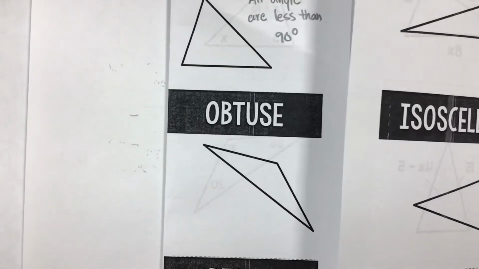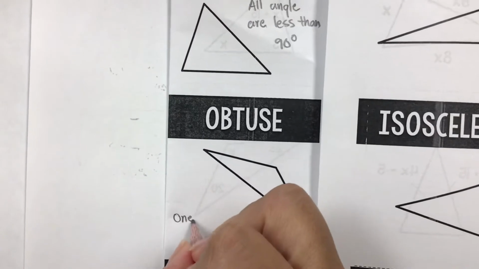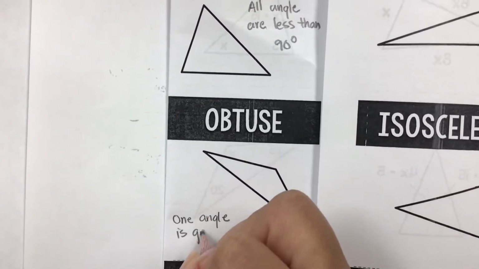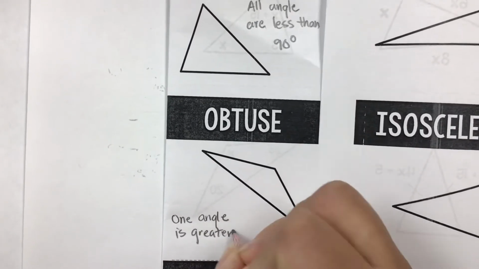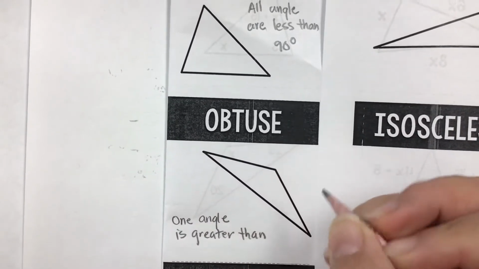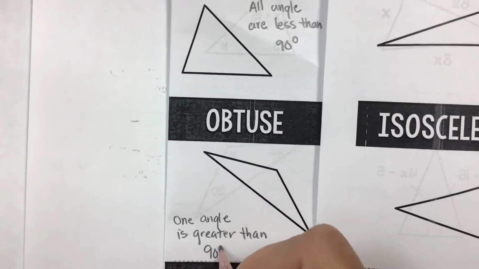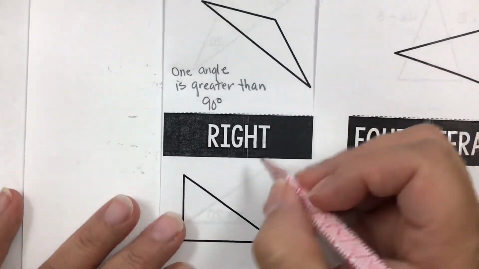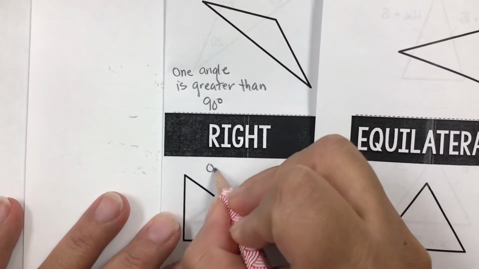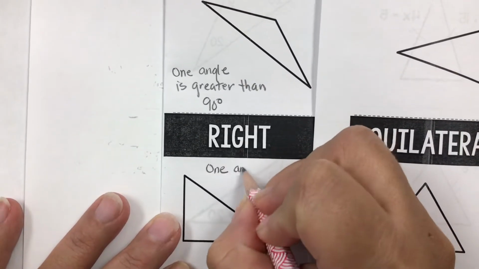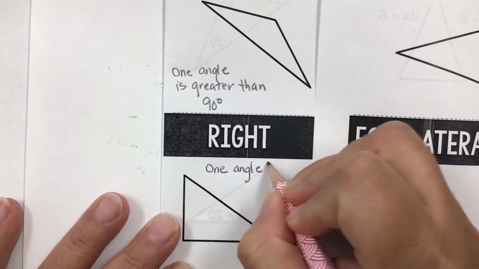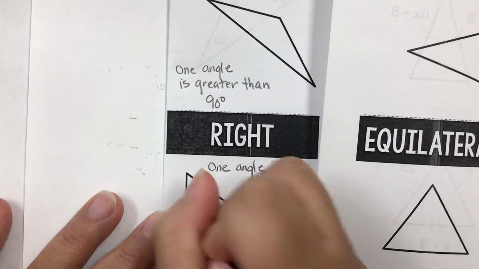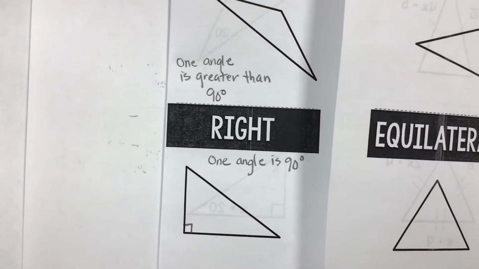Obtuse is when one angle is greater than 90 degrees. And then a right triangle is when one angle is 90 degrees. And we usually note the symbol like this, and that should tell us that that equals 90 degrees.